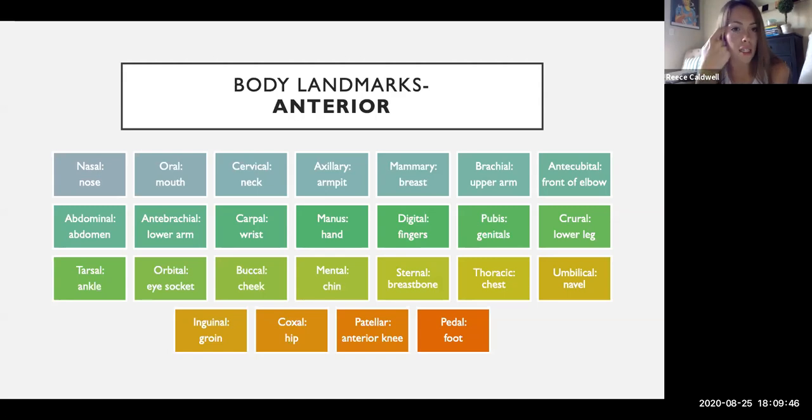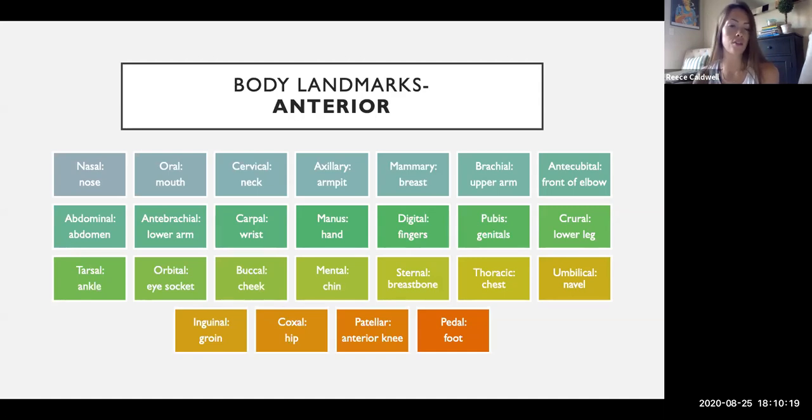Orbital is the eye socket, so the orbit. Buccal is the cheek. You won't hear that much, maybe whenever we get to like digestive or something. Mental is the chin. You won't hear that much, but it is good to know. You'll hear it a little bit. Sternal is the breastbone. This bone right here is the sternum, so that's the breastbone. Thoracic is the chest. That is one of the body cavities we'll be looking at, so you're definitely going to want to know that. Thoracic is the chest, but we'll get there in a second.